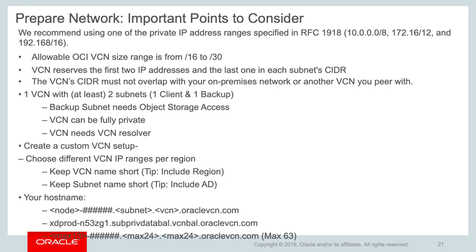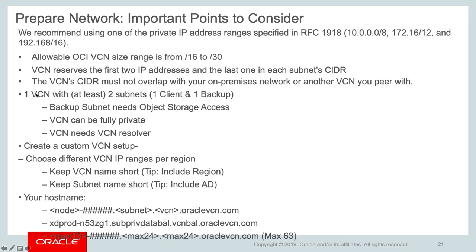We recommend using one of the private IP address ranges which are specified in RFC 1918. The allowable OCI VCN size ranges from /16 to /30. You have to keep in mind that VCN reserves the first two IP addresses and the last one in each subnet CIDR. Another important point to remember is VCN CIDRs must not overlap with your on-prem network or another VCN you are going to peer with.